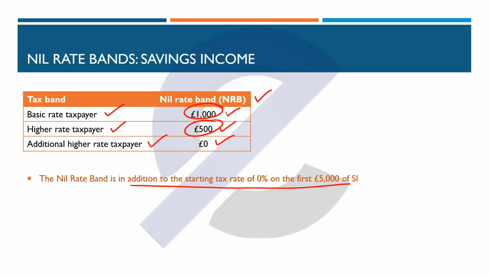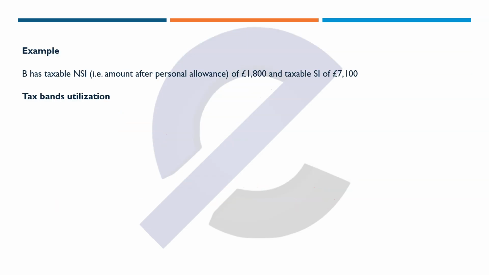Finally, another very important aspect to note is that the amount of income covered by the nil rate band is considered to have utilized the tax band's capacity. Let's understand the application of these points with an example.